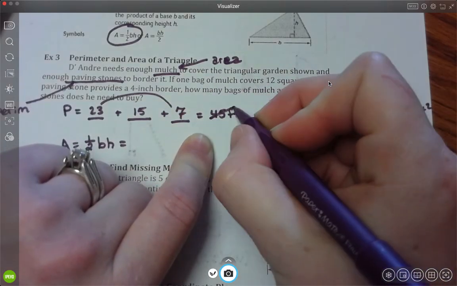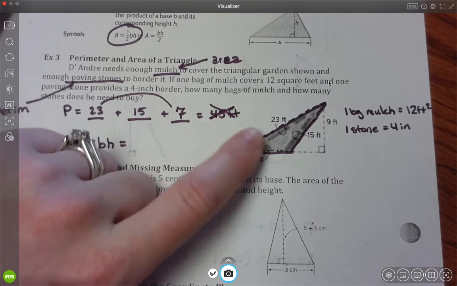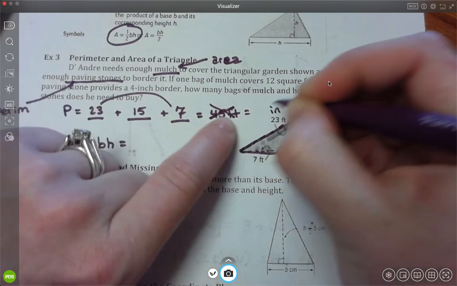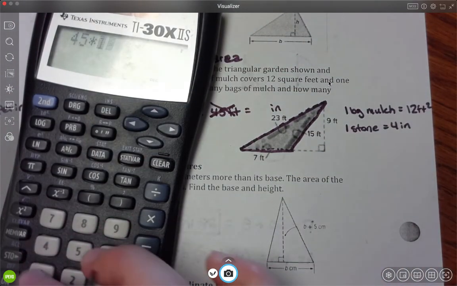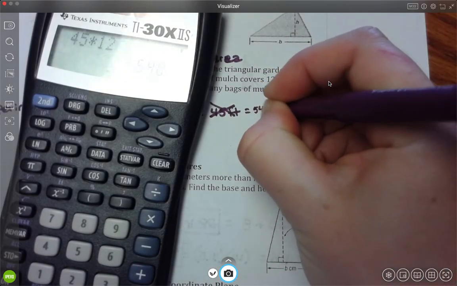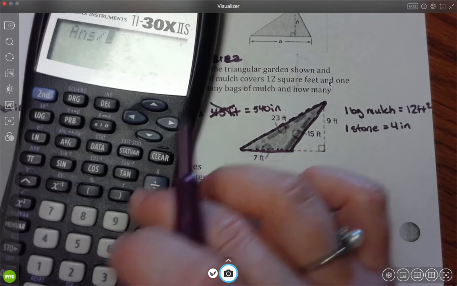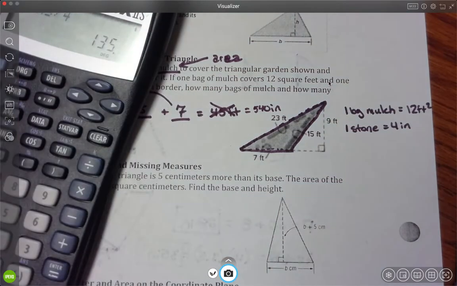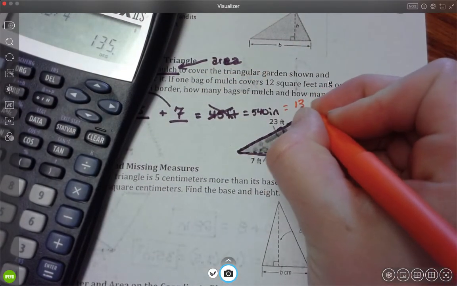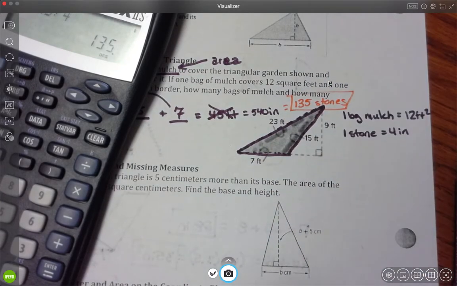Well, first of all, I need to switch 45 to inches. So how do I go from 45 feet to however many inches? I'm going to multiply that guy by 12. So 45 times 12 is going to give me 540 inches that I need to cover. Now, if 1 stone does 4 inches, how do I figure out how many stones I need? Well, I'm going to take that 540 and divide by 4, and that's going to tell me that I need 135 stones. So that answers that question.